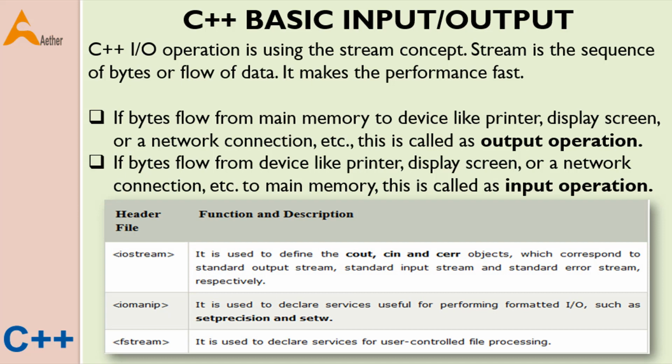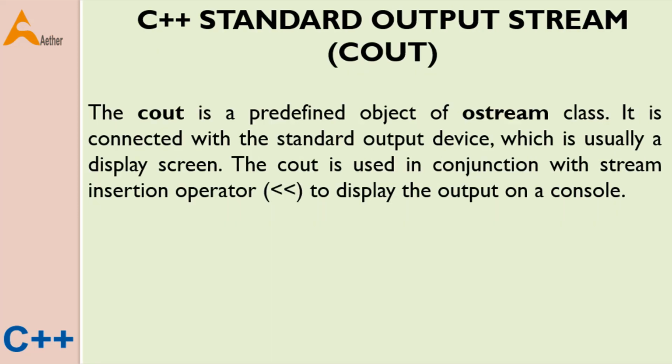Now let's see the standard output stream cout. The cout is a predefined object of ostream class. It is connected with the standard output device, which is usually a display screen. The cout is used in conjunction with the stream insertion operator to display the output on a console.